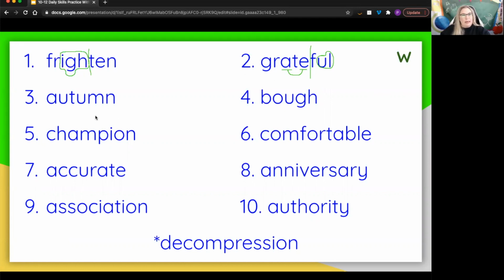In number 3, I see M and N together. I bet there's a silent letter going on here. So I'm going to glue those two together. I also see an AU. AU works together to make an ah sound.